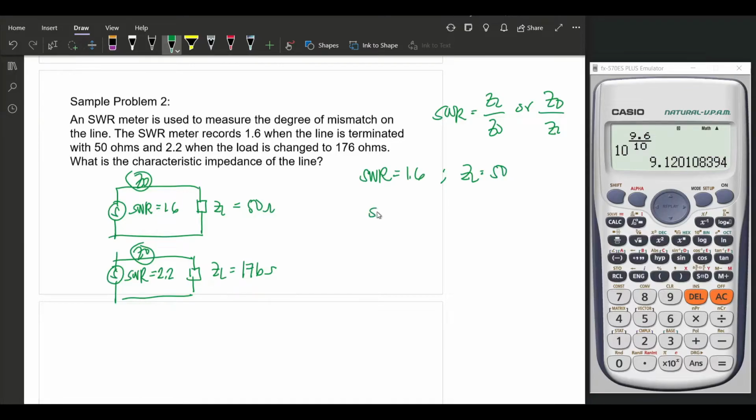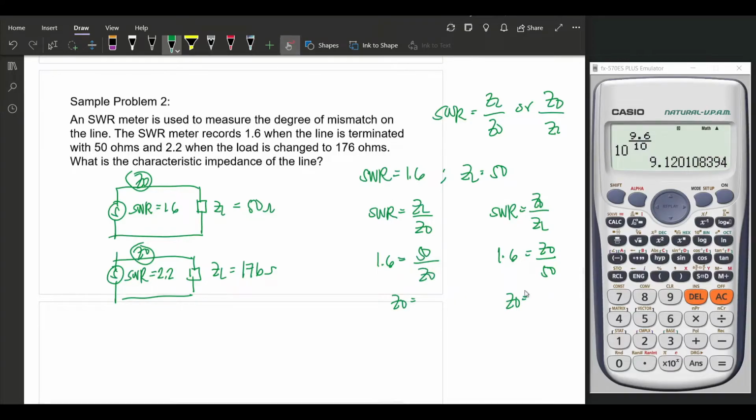Okay, so gamitin muna natin to. Naman ginamit ko itong ZL over ZO. So mangyari dyan, 1.6 equals ZL which is 50 over ZO. Gagamitin din natin yung isa, kasi nga we don't know kung sino yung mas malaki since wala nga tayong ZO. 1.6 equals ZO over 50. So let's compute first ito, yung una.